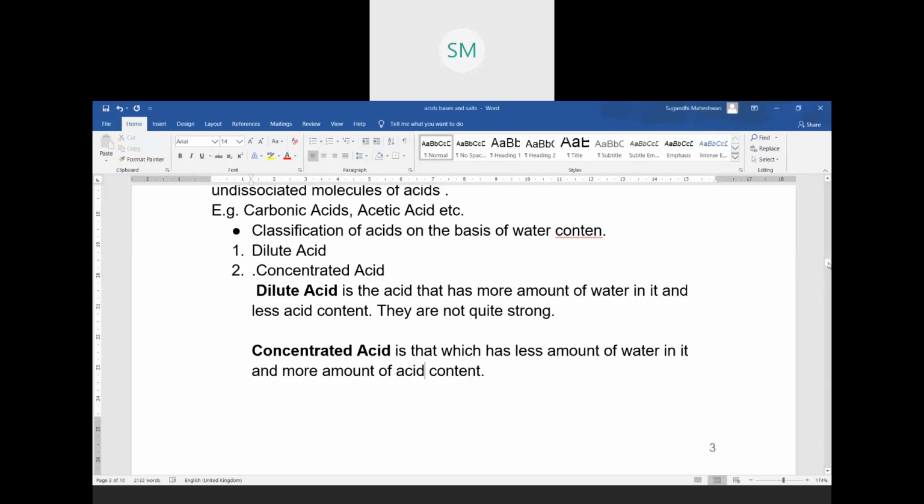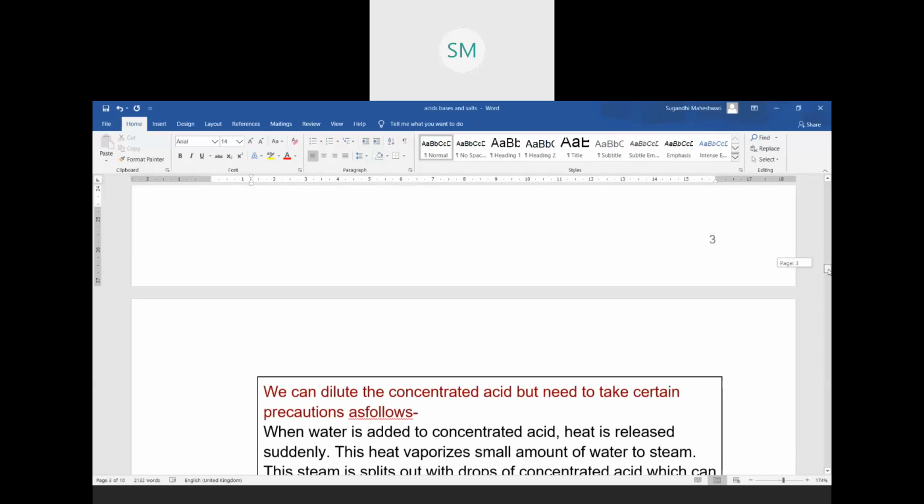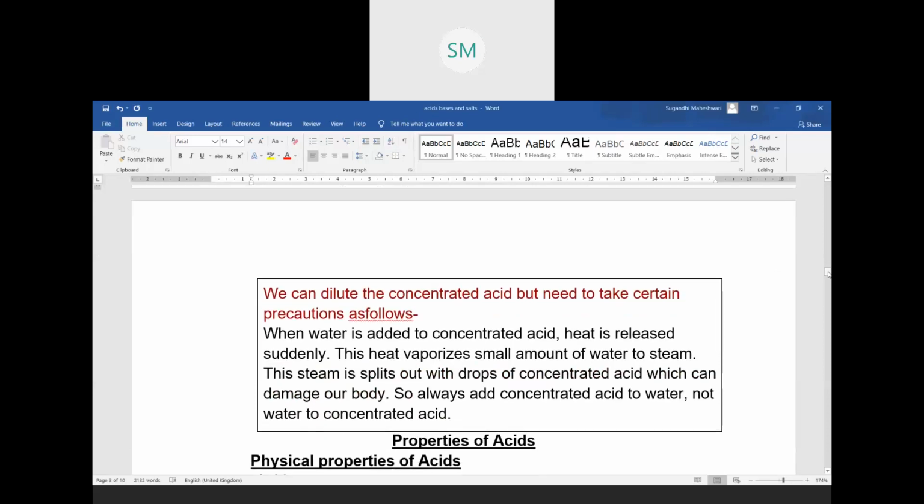Now before moving to the properties of acids, first let's see this very important thing. Generally we assume that if we have to make a solution, we can take any of the components and mix them with each other in any manner. But that doesn't go well when we consider acids. What is dilution of acid? That is the addition of water. We don't add water to acid. Acid is added to water.